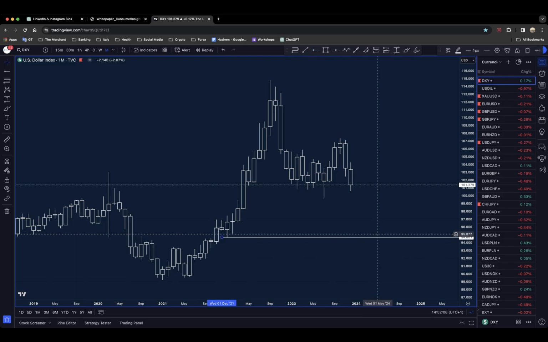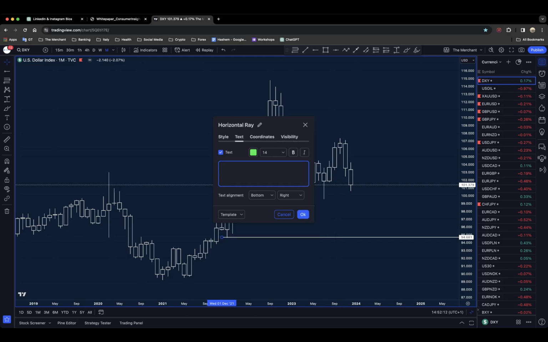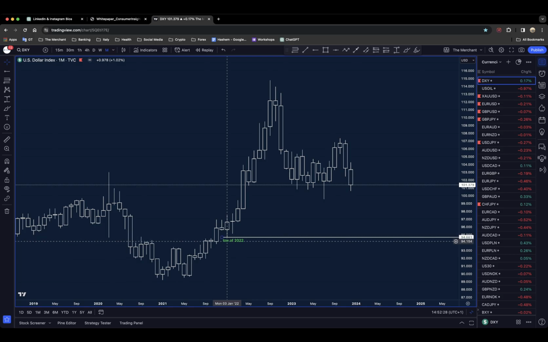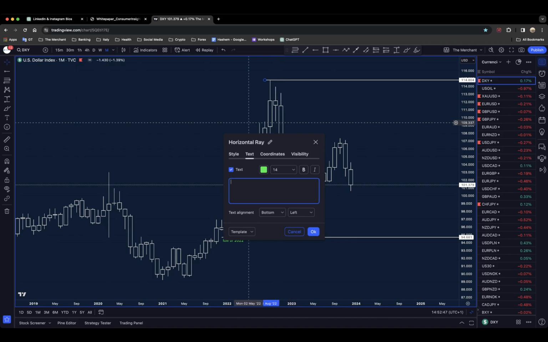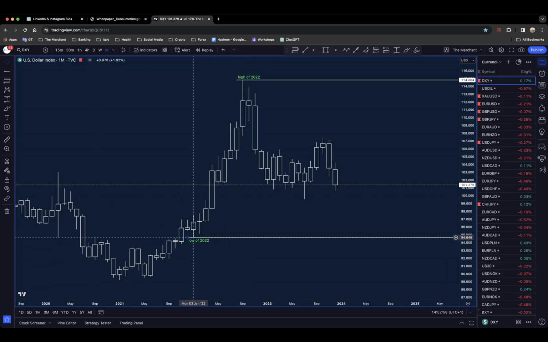Let me mark it right here, the low of 2022, and put it to the left. And let's check the high of 2022. So here September, November, December, but here we have the top of 2022. Let's mark it on the chart and write here high of 2022, and put it on top. So here we have the bottom and the top of 2022.